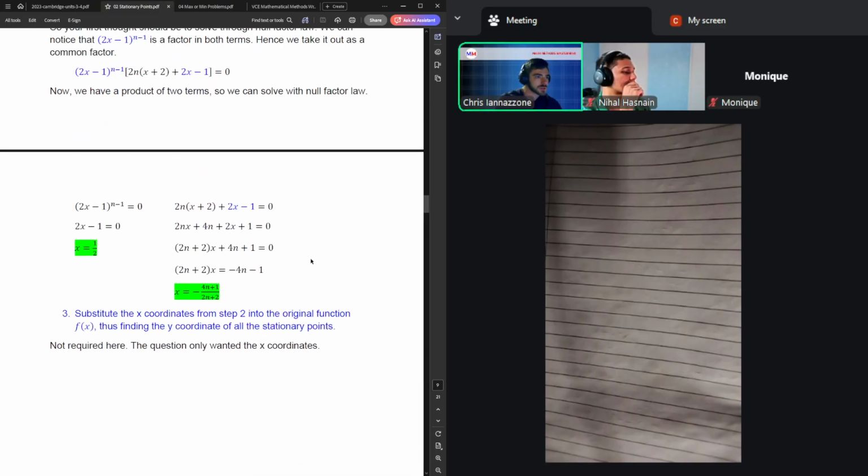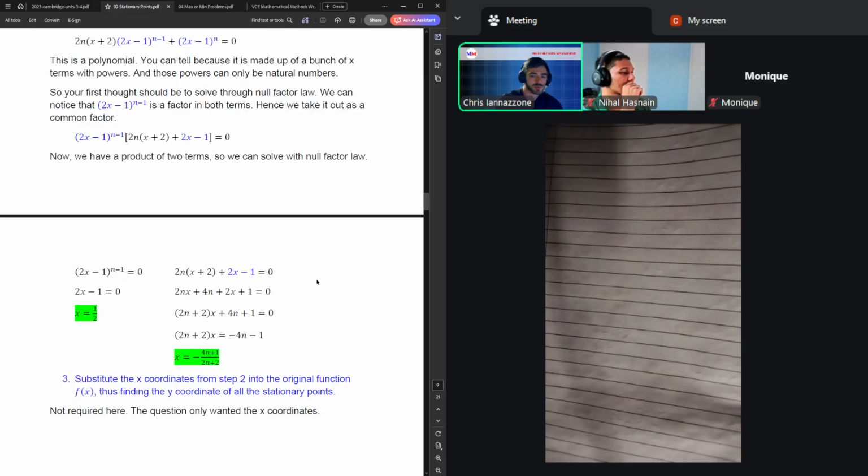That's about it for how complex finding stationary points would get. Any final questions before we move on to a bit of practice?